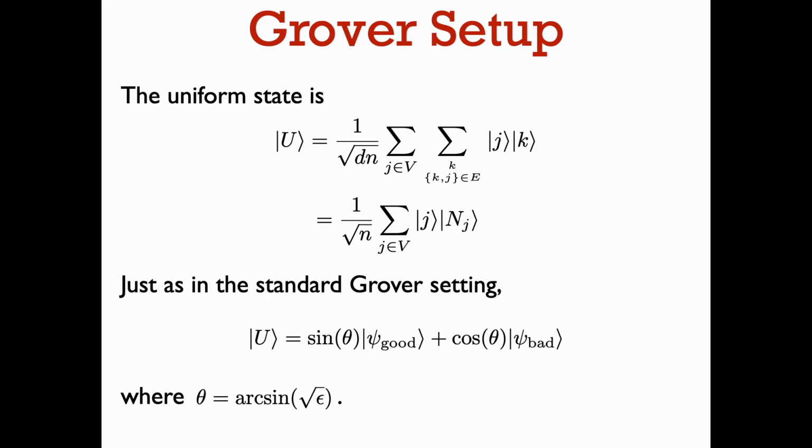The uniform state, the state in which we start our quantum walk, is the uniform superposition over all j of j tensor nj. So now we've formally defined the states we need, the good state, the bad state, and the uniform state. Just as in the standard Grover setting, the algorithm will take place in a 2D plane spanned by the good and bad states. The uniform state is sine theta times the good state plus cosine theta times the bad state, where theta is the arcsine of square root of epsilon.